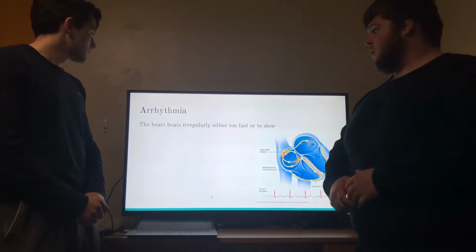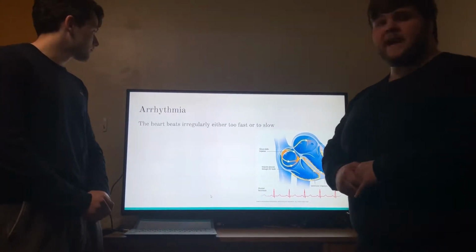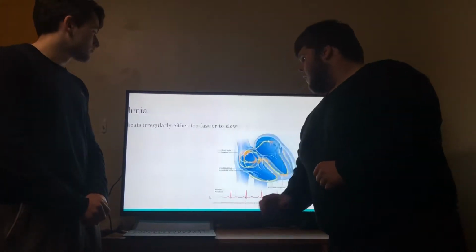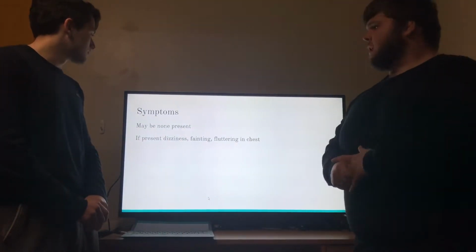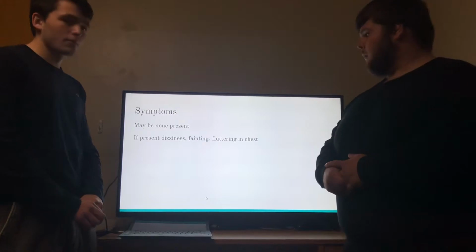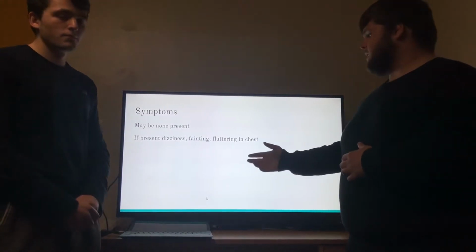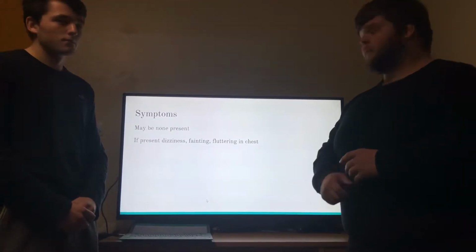Arrhythmia is when the heart beats irregularly, either too fast or too slow. Symptoms: there may be none at all, but if there are, it will be dizziness, fainting, or fluttering in the chest.